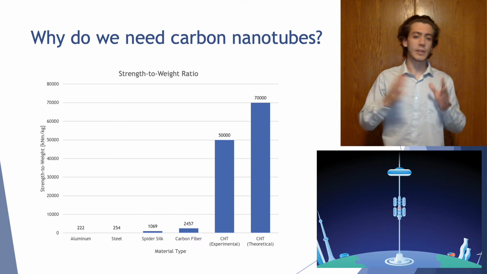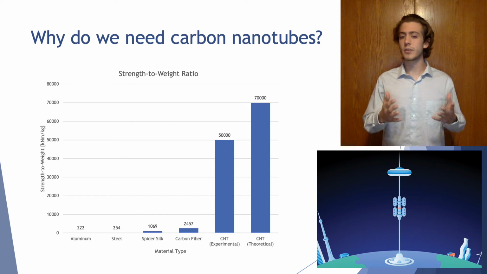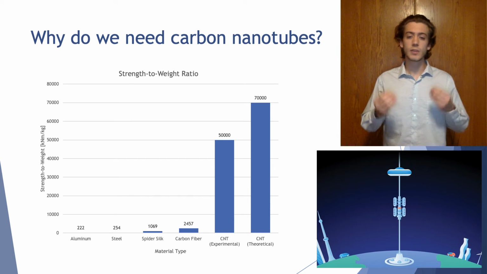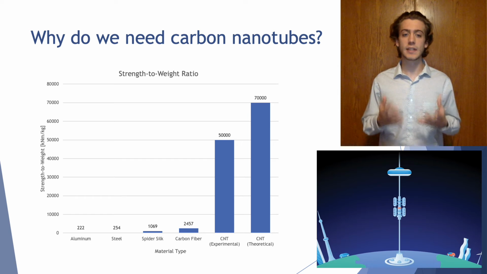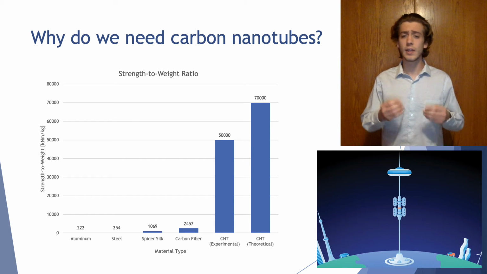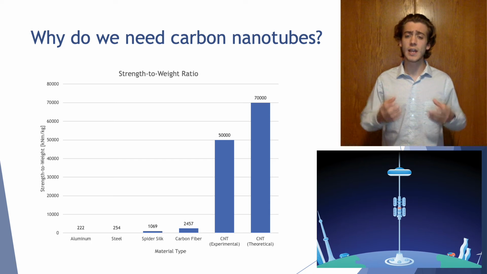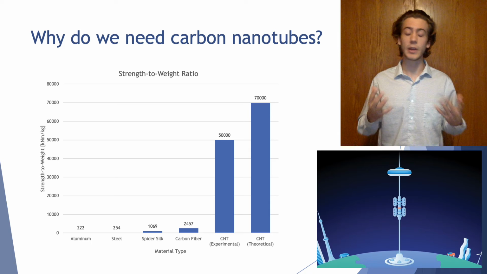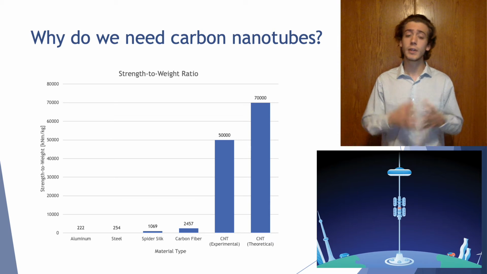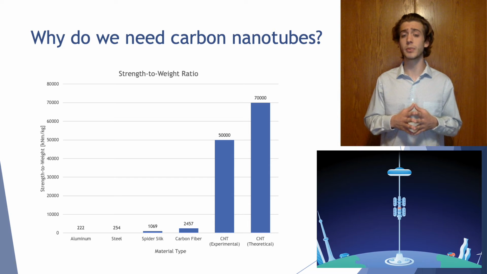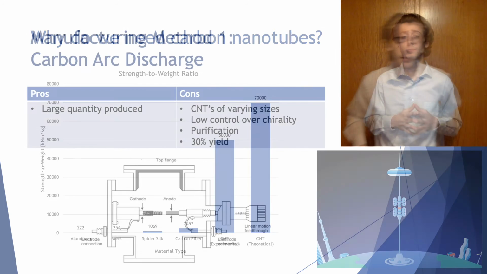Now the difference between the carbon nanotube theoretical value and experimental value is that we don't yet have a process to get to that 70,000 kilonewton meters per kilogram. And the reason for that is we don't have a synthesis process yet that can make perfect nanotubes with the correct chirality, like we were talking about previously. So in these next slides, we're going to discuss how that might be possible in the future.